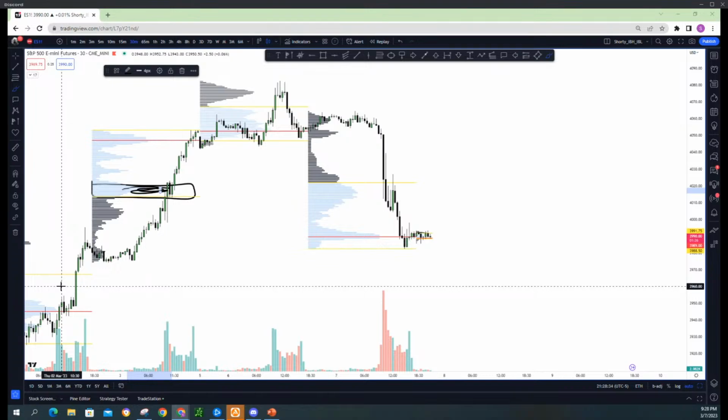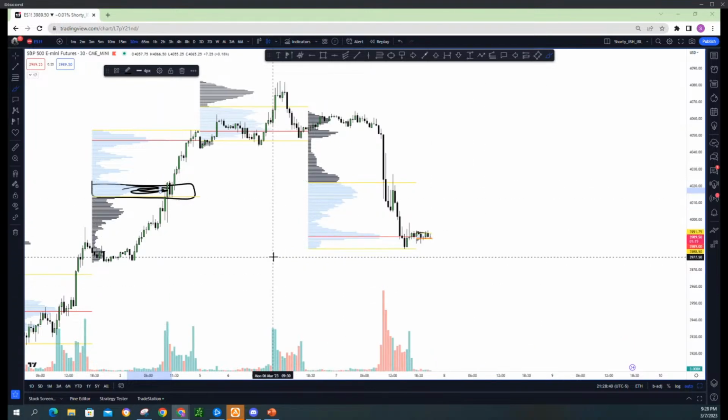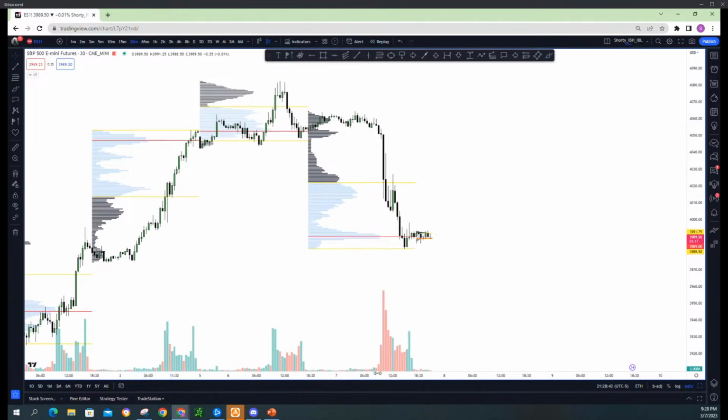Does anyone know what two pieces of information you would need? Price and volume. Exactly. It's price and volume, time and sales, bid and ask. So you would need that.